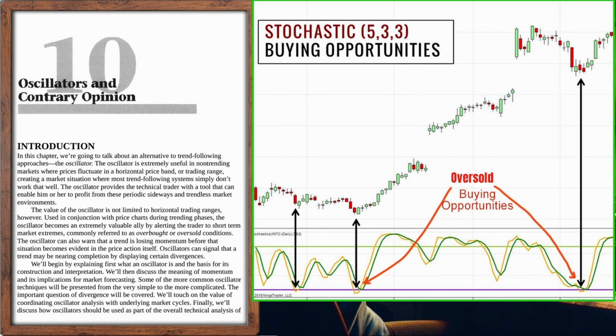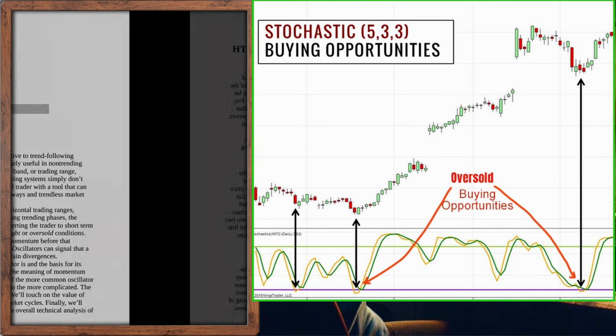We'll begin by explaining first what an oscillator is and the basis for its construction and interpretation. We'll then discuss the meaning of momentum and its implications for market forecasting. Some of the more common oscillator techniques will be presented from the very simple to the more complicated. The important question of divergence will be covered. We'll touch on the value of coordinating oscillator analysis with underlying market cycles. Finally, we'll discuss how oscillators should be used as part of the overall technical analysis of a market.